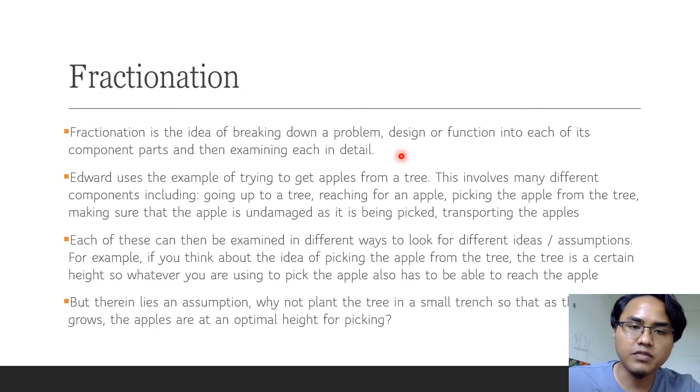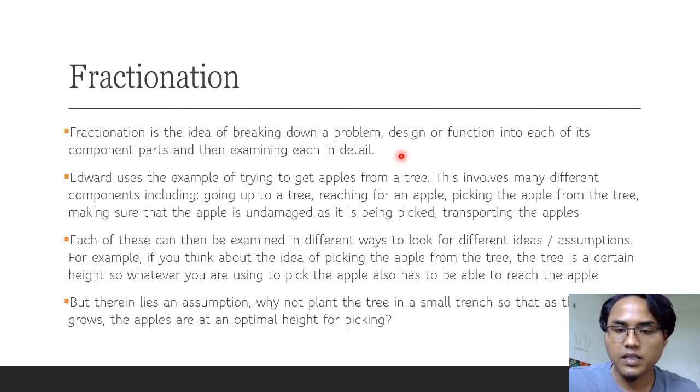Edward used the example of trying to get an apple from the tree. This involved many different components, including going up to the tree, reaching for an apple, picking the apple from the tree, making sure that the apple is undamaged when it is picked, and transporting the apples. Each of these can then be examined in a different way, looking for different ideas. For example, if you think about the idea of picking an apple from the tree at a certain height, whatever you are using to pick the apple has to be able to reach the apple. But that trend implies an assumption.